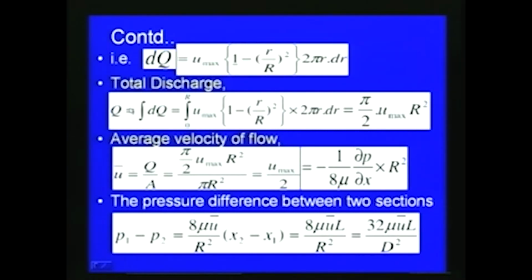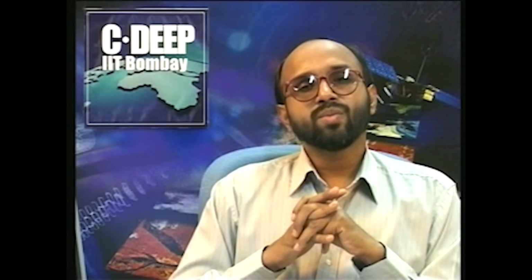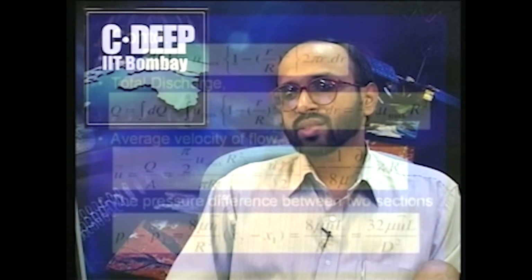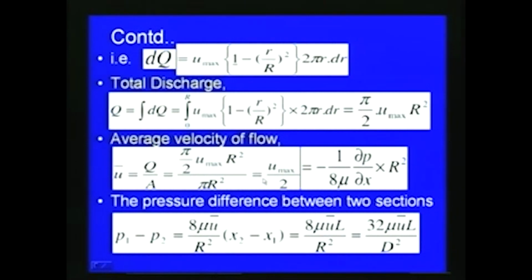Once we get the discharge, the average velocity we can find out by just dividing by the area of cross section. So, the average velocity u bar is equal to Q by A. From this expression we can write Q by A is equal to pi by 2 u max R square by pi R square, that is equal to u max by 2, that is equal to minus 1 by 8 mu dP by dx into R square. So, this will be the average velocity.